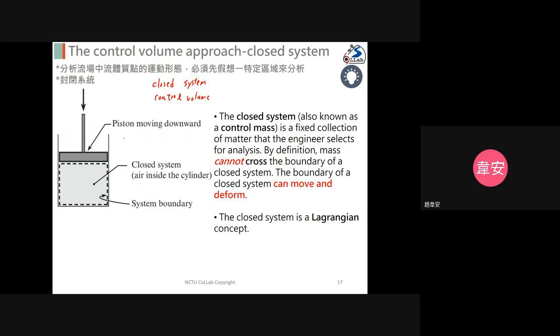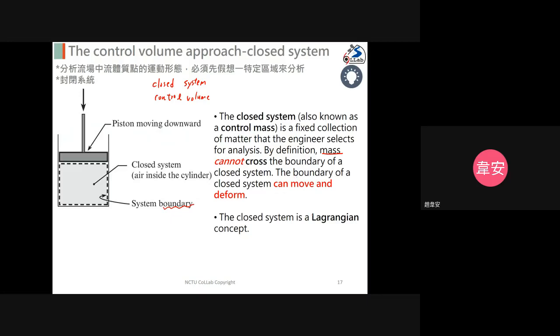As the cartoon figure shows here, this is the closed system, and the closed system can change its system boundaries. The dashed line is the system boundary, and as you can see, if the piston moves downward, the system boundary will change. But the idea for the closed system is that mass cannot cross the boundary of a closed system, and the boundary of the closed system can move and deform.